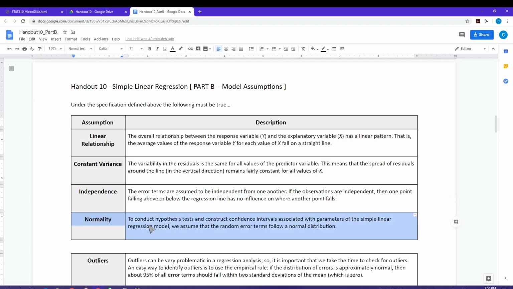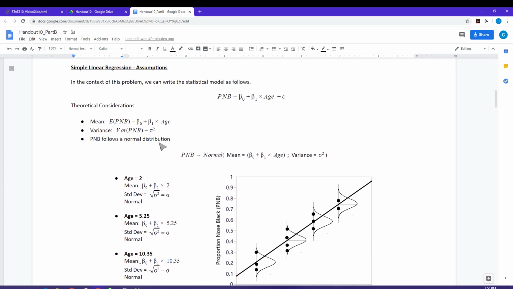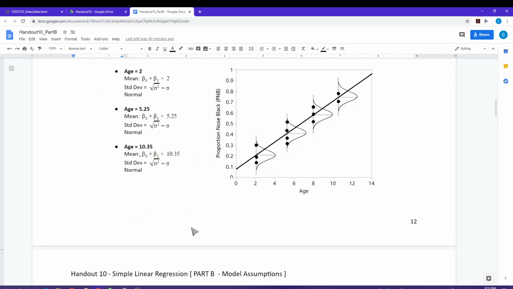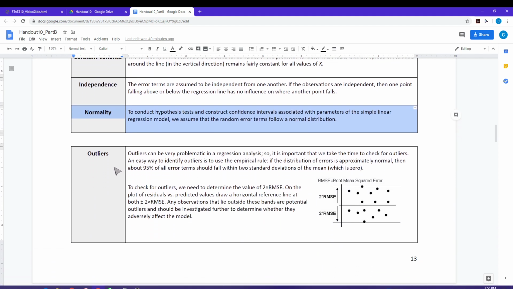The last is just the normality assumption. Again, we assume that the response follows a normal distribution. The other is not really an assumption, but we do want to be careful about outliers. Outliers can be problematic in a regression analysis, so we want to make sure and take time to check for outliers.